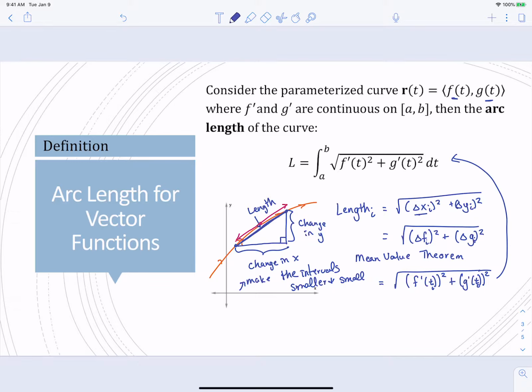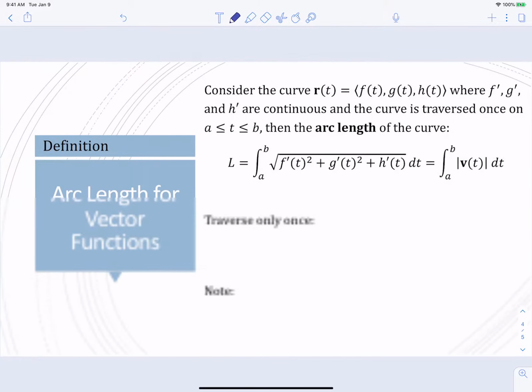So we won't go through all of that. That's not the most important thing. The most important thing is that we know about this formula, how it works, that it's the components, their derivatives, squared, and then square rooted. Hopefully this looks familiar here. We'll talk about it here in a second.